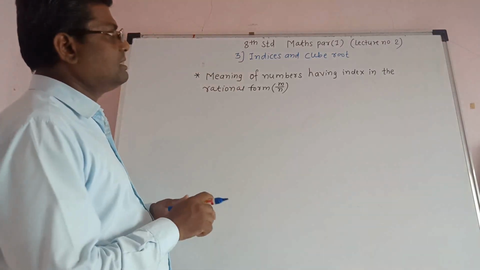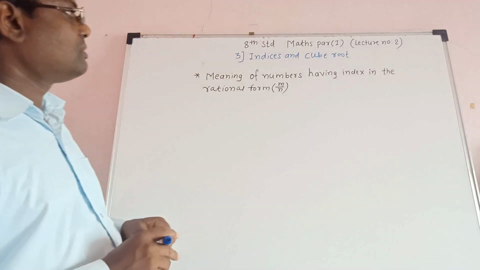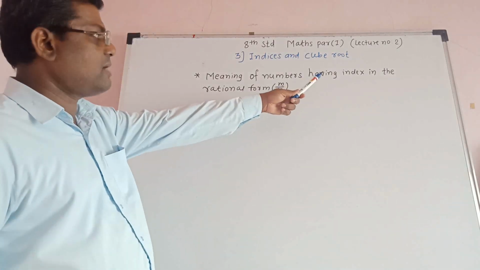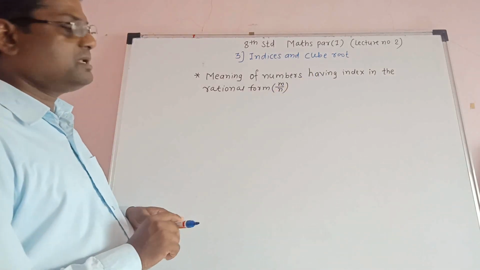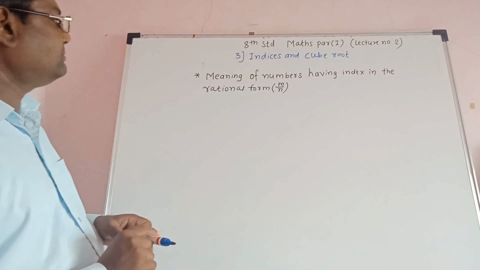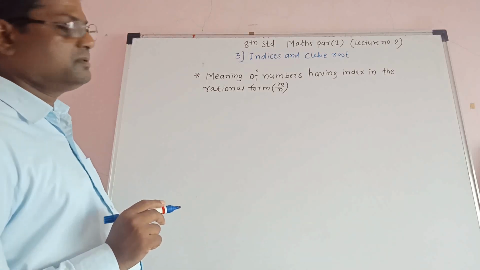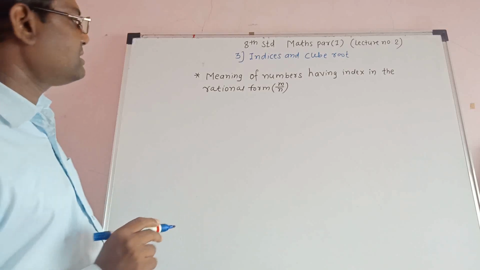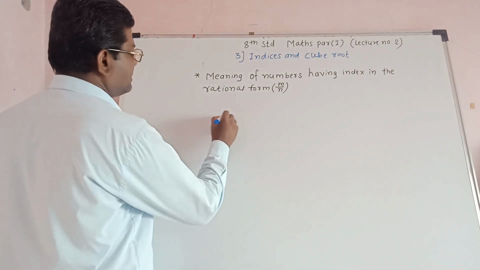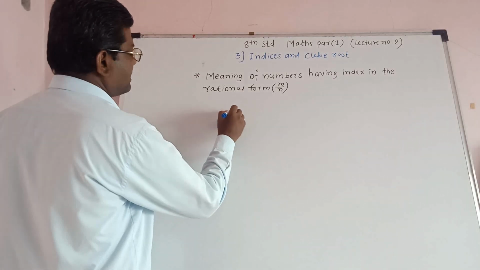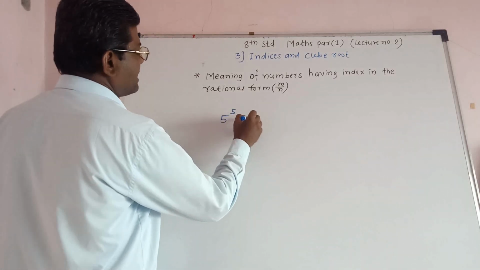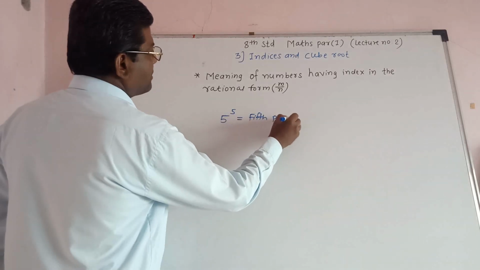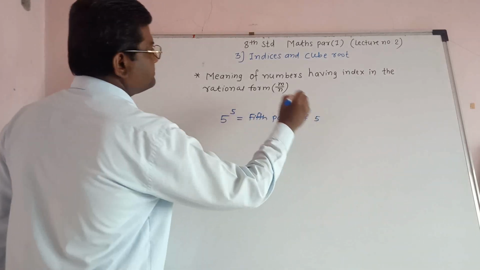Lesson number 3 is indices and cube root. Today we are going to study the meaning of numbers having index in rational form m upon n. We have studied the meaning of numbers having index in integer form. For example, 5 raised to 5 can be written as the fifth power of 5.